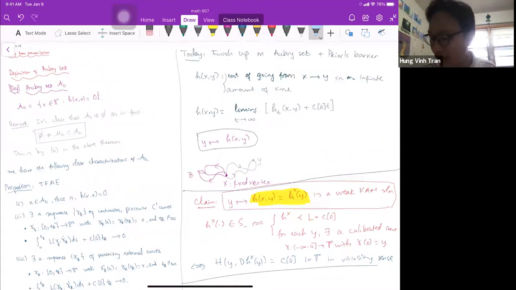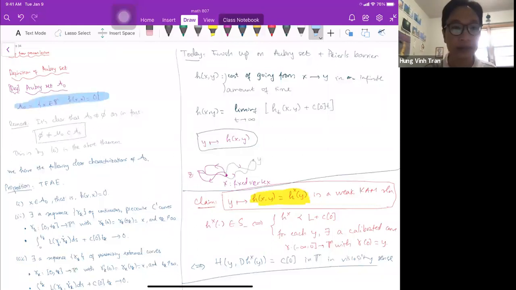Last time we defined the Albrecht set to be all points x such that going from x to x costs you zero cost, and we know that the Albrecht set contains the projected matter set. Last time we already proved that the projected matter set is a uniqueness set, so from here you can also imply that the Albrecht set is also a uniqueness set. I don't have time to go into this, but it's also a uniqueness set.